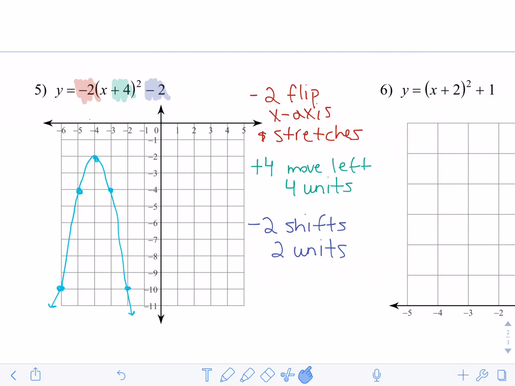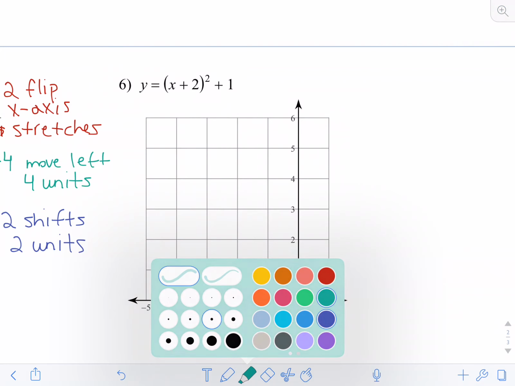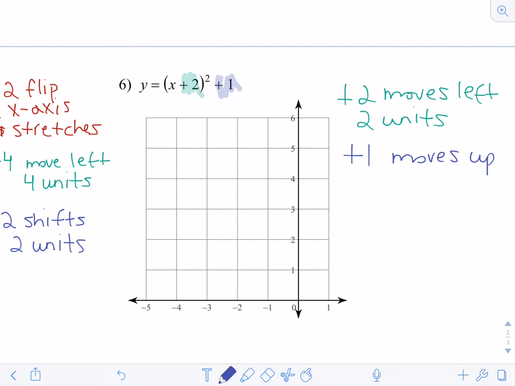Okay, here we go. Number 6. There's nothing in front, like a negative or a number, that's going to change it. What we have next, though, is this plus 2, so that's either going to move it left or right. Since it's a plus 2, we're going to go left 2 units. And the back side is plus 1. If it's in the back side, you can move it up or down. Since it's positive, it moves up 1 unit.